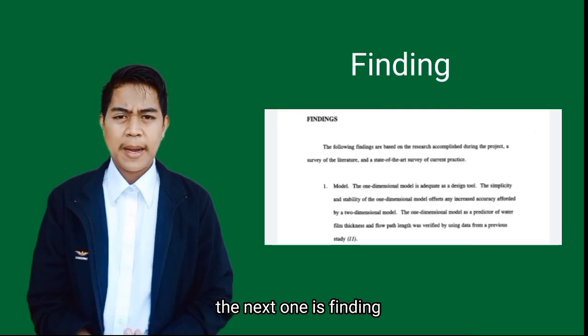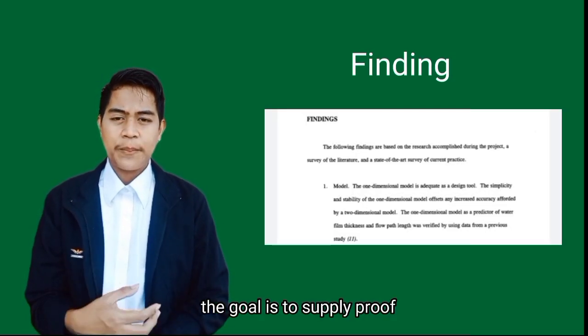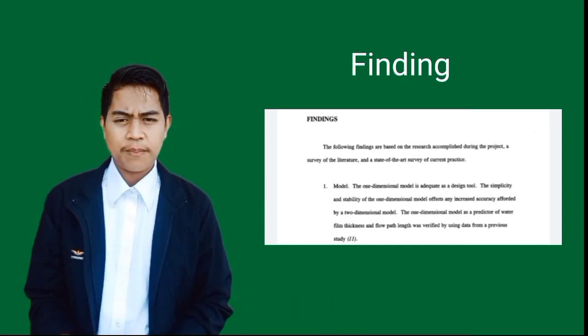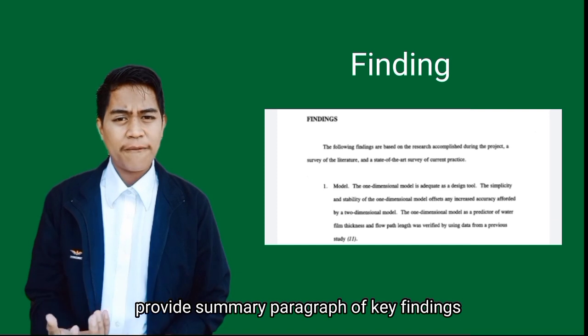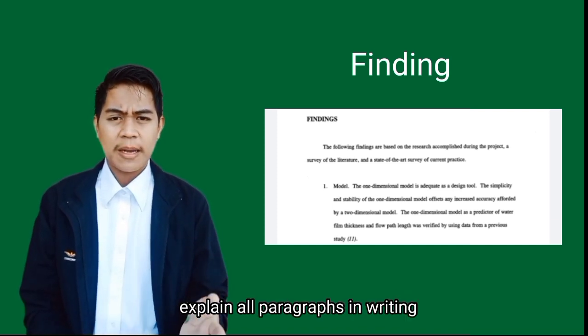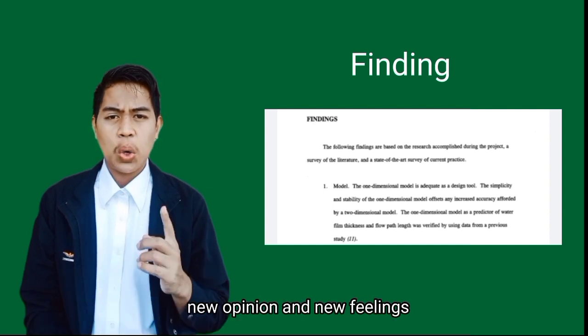The next one is findings. The goal is to supply proof for the conclusion. Discuss, analyze, and interpret. Provide a summary paragraph of key findings with new evidence. Explain all graphs in writing. Present just the facts, no opinions and no feelings.